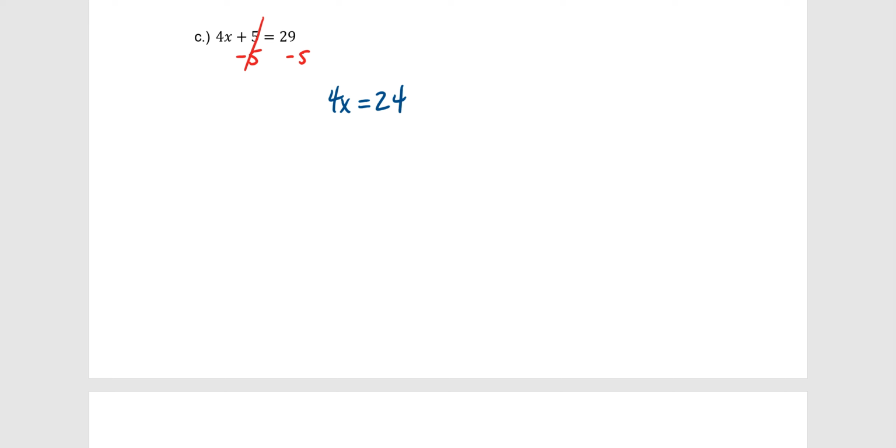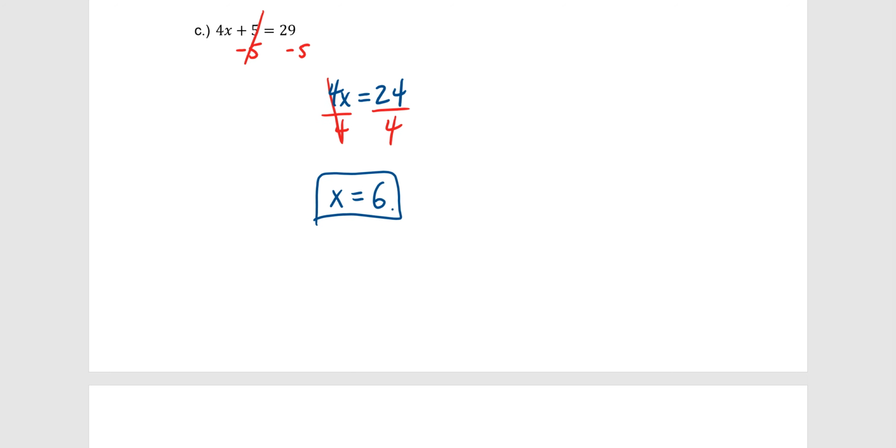And now to get rid of that 4, opposite operation for multiplication, we have to divide. So we're left with x on the left. 24 divided by 4, we get 6. For time's sake, I'll leave the rest for you to check. But we can plug in 6 into the original and verify that that is our solution.